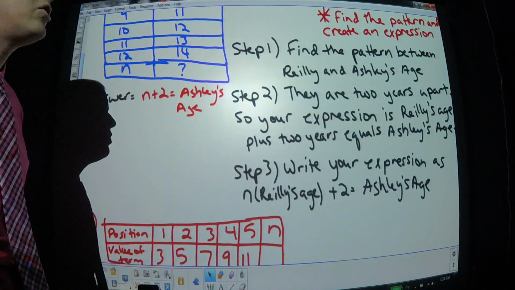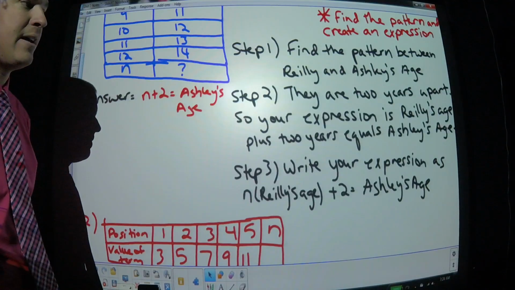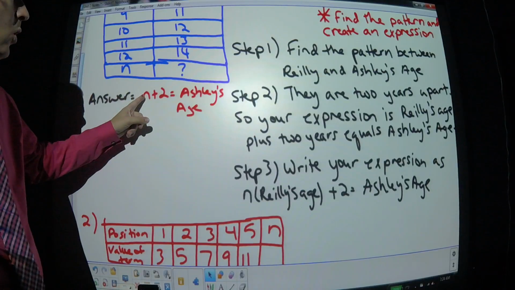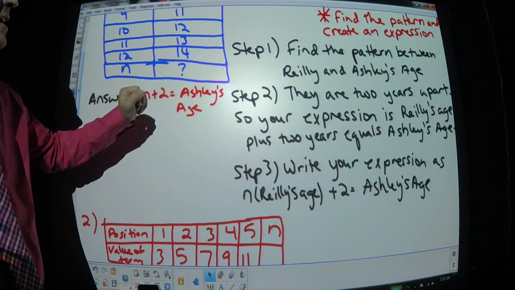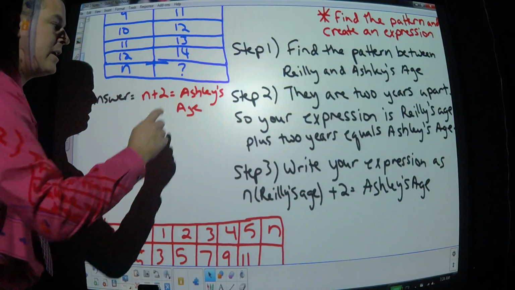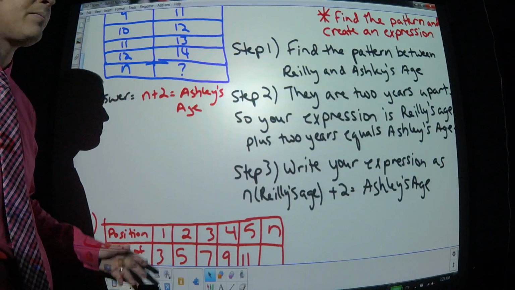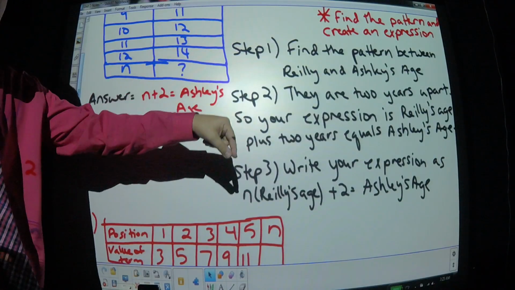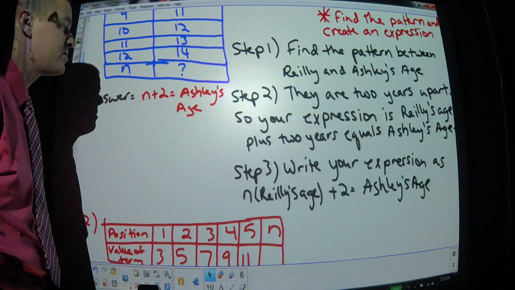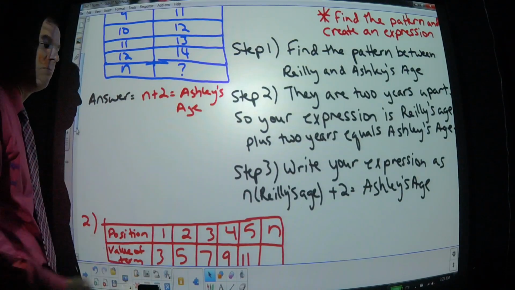So step 2, they are 2 years apart, so your expression is Riley's age plus 2 years equals Ashley's age. So step 3, Riley's age is n. And so that means that Ashley's age is 2 years more, so n plus 2 is our expression, and that's going to equal Ashley's age. So, for instance, if Riley was 50, then we would know that Ashley is 2 years older, so it would have been 50 plus 2, which means that Ashley is 52. But our expression is n plus 2.